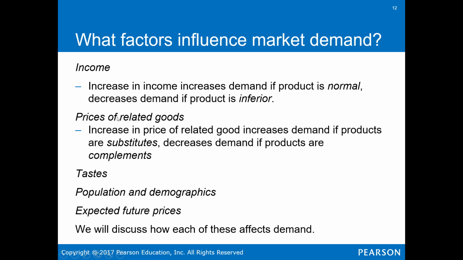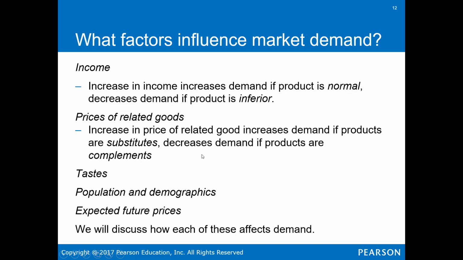So prices of related goods. An increase in the price of a related good increases demand if the products are substitutes and decreases demand if the products are complements. So another example, Red Bull and coffee. Let's assume that I just want caffeine and I consider Red Bull and coffee substitutes. If the price of coffee goes up, I'll demand more Red Bull because coffee costs more, and I consider them substitutes.